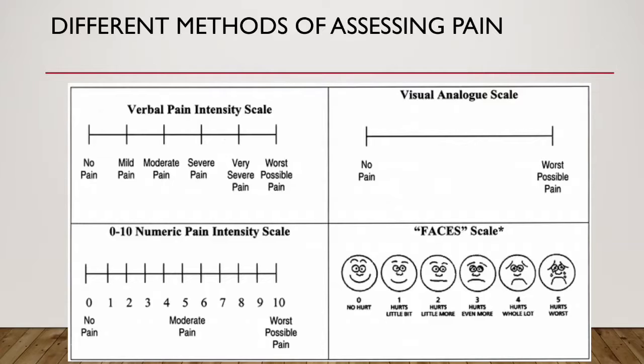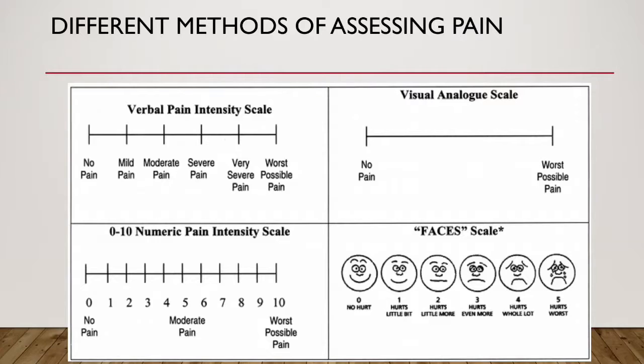The next scale I'll talk to you about is the Visual Analog Scale. The Visual Analog Scale is very similar to the Verbal Pain Intensity Scale, except it cuts out all the different increments in between no pain and the worst possible pain. You have the patient point to where they are on the spectrum in order to self-identify their pain.